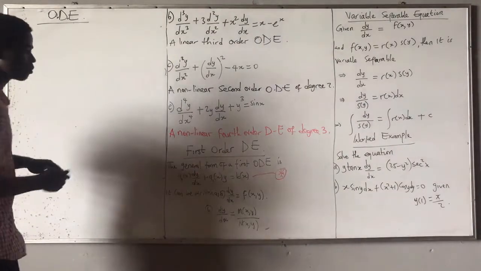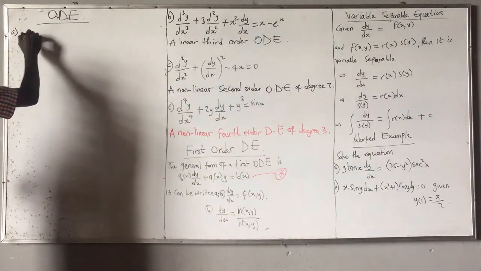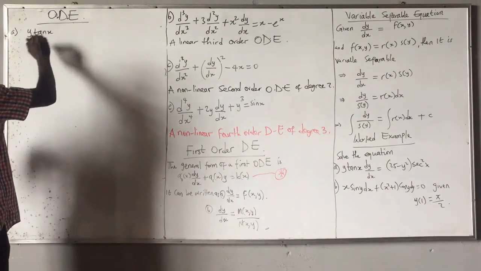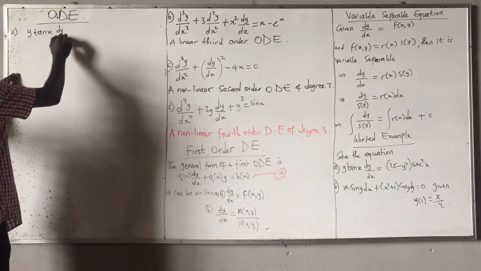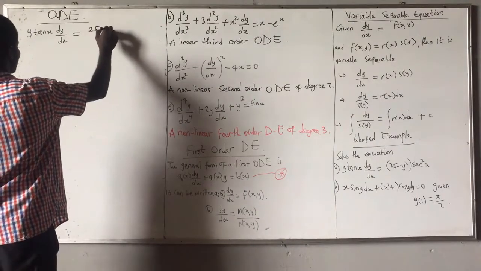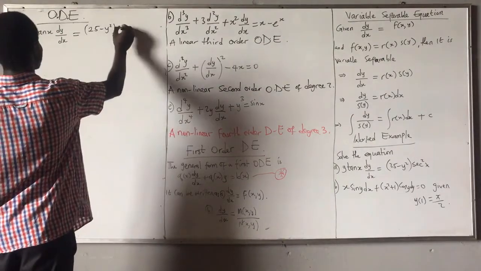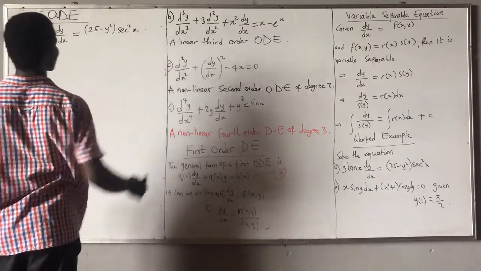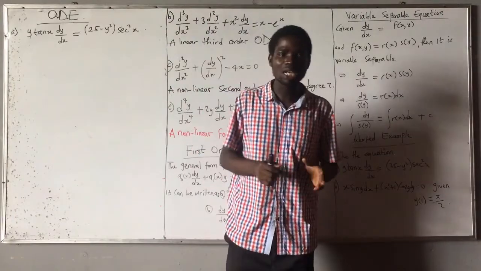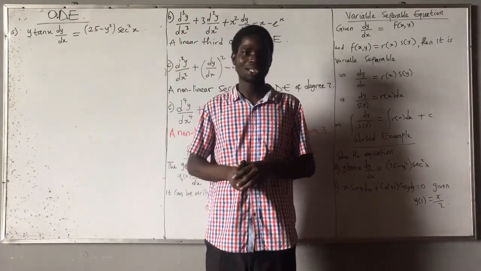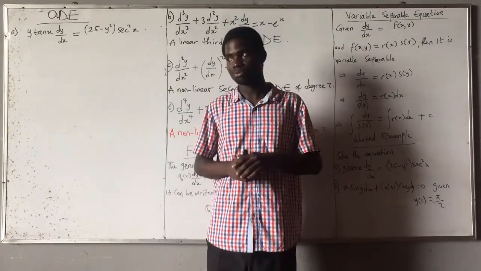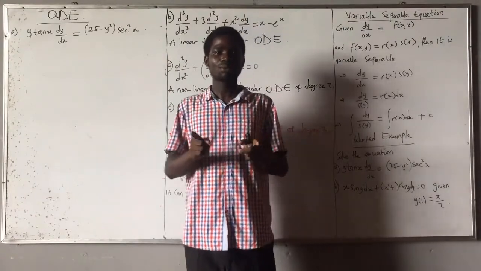Is it variable separable? The first one, I have y tan x dy over dx is equal to what? (25 minus y squared) sec squared x. Check whether you can bring all the y to one side and take all the x to the other side. If that is possible, then it is variable separable.